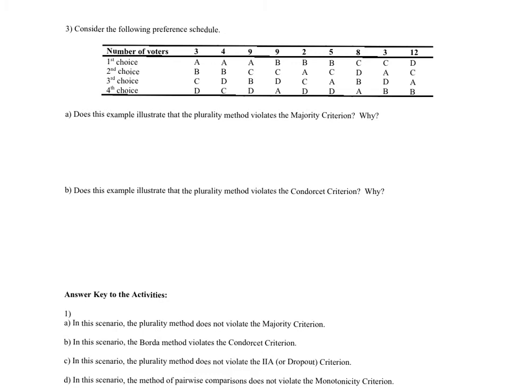Okay, so maybe this example will have some violations. Let's see. Does this example illustrate that the plurality method violates the majority criterion? Okay, so we need the total number of voters, which would be 3, 7, 16, 25, 27, 32, 40, 43, 55. Okay, majority would be more than half of 55. So 55 over 2 is 27.5, so a majority would be 28 votes.